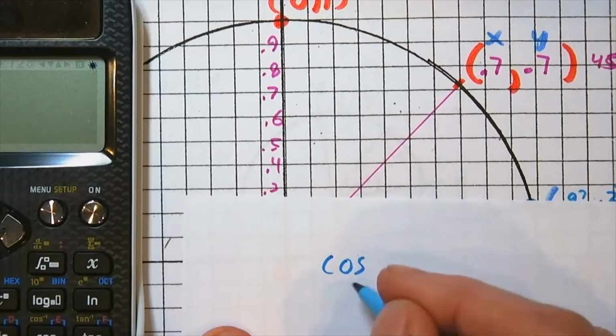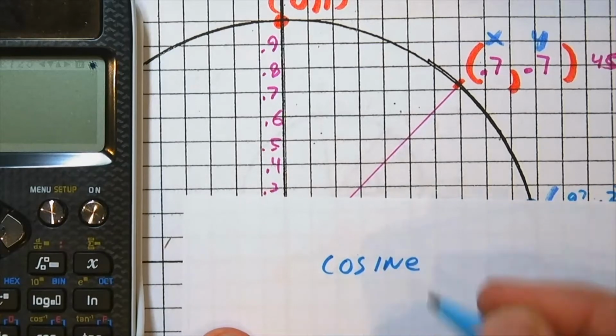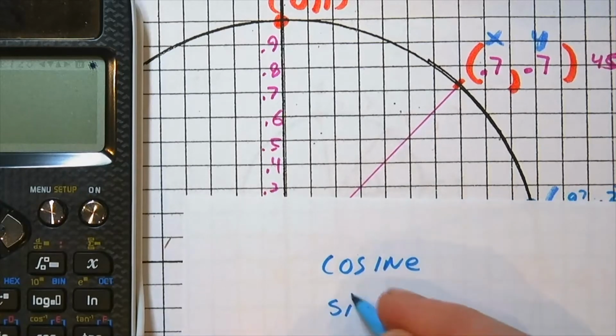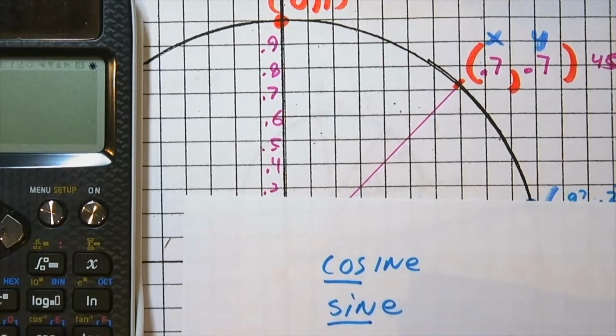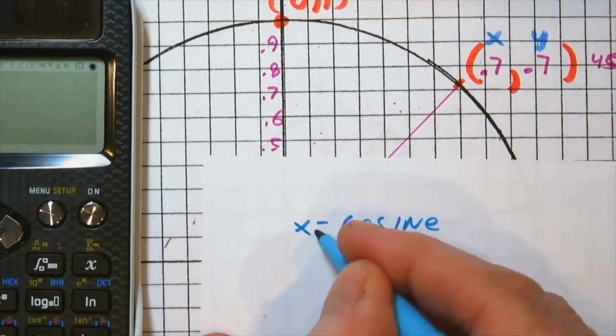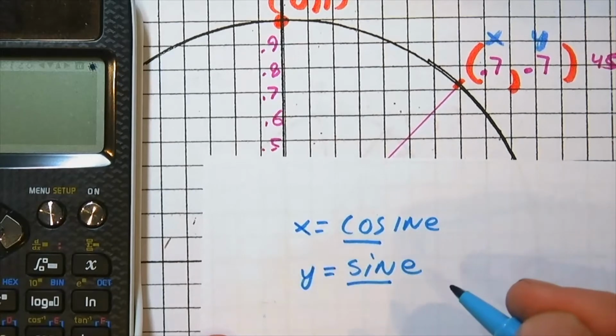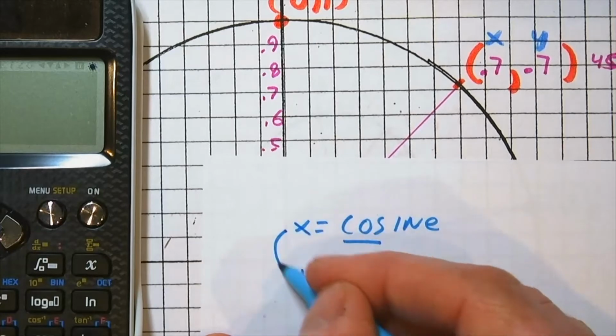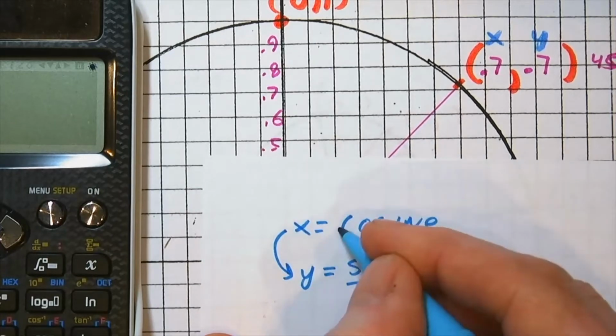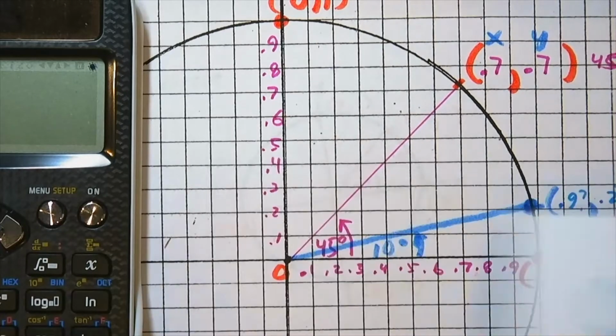COS stands for cosine, and SIN stands for sine, because people don't feel like writing the whole word. The cosine tells me the x, and the sine tells me the y. And how are you going to remember which one's which? Well, x comes before y in the alphabet, doesn't it? Well, doesn't c come before s? How about that?